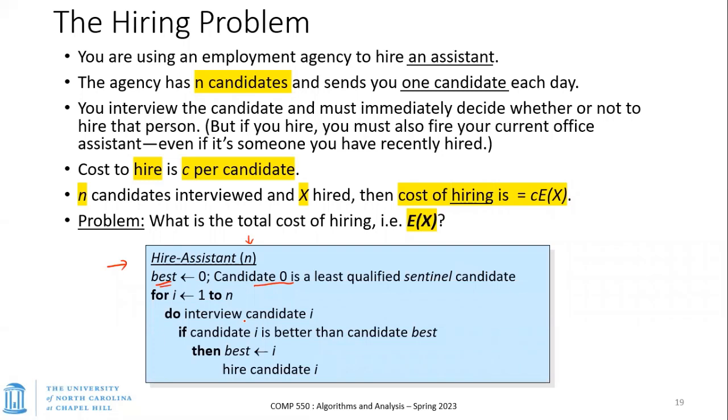You interview the first candidate, and the first candidate naturally has to be hired because you don't have anybody else. Then you interview the next candidate, and if that person is better than the previous candidate, you're going to hire that person. So if candidate i is better than best, the best so far, you replace best with i and hire that particular candidate. Hopefully the pseudocode is clear to everyone, right?